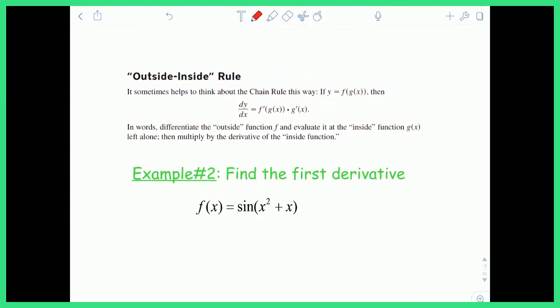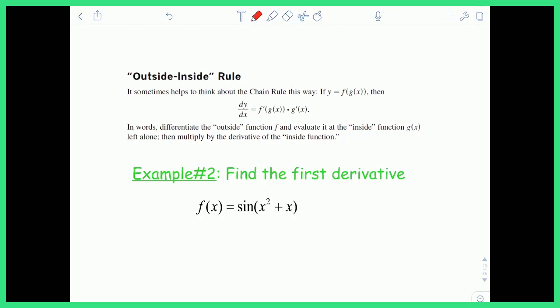Because of this, the chain rule is often thought about as the outside-inside rule. In other words, you're differentiating the outside function, evaluated at the inside, and then multiplying it by the derivative of the inside function. So we're working our way from the outside towards the inside. Start on the outermost layer, and you work down to get to the innermost layer.